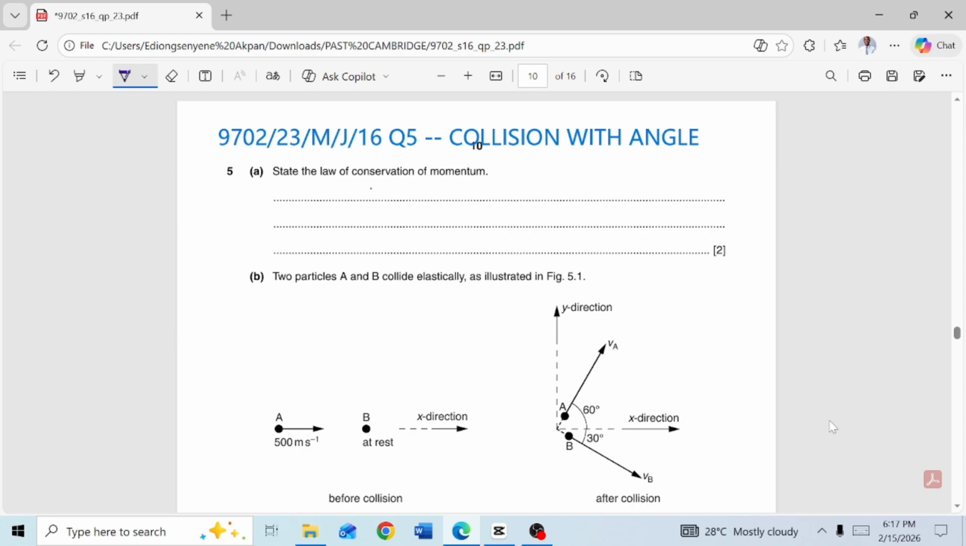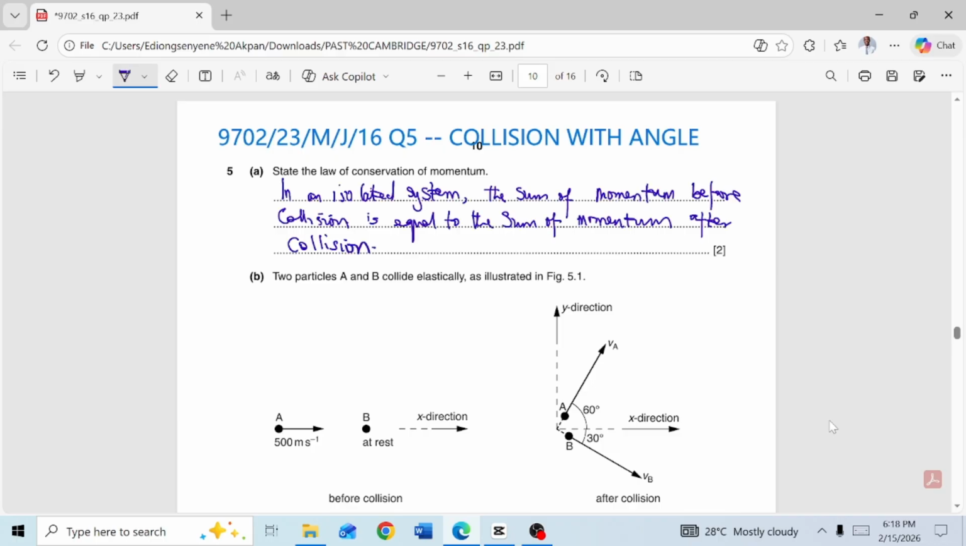Let's start with the law of conservation of momentum. The law of conservation of momentum states that in an isolated system, the sum of momentum before collision is equal to the sum of momentum after collision. The key words there are isolated system, and the sum of momentum before collision equals the sum of momentum after collision. Those are the places they will give you 2 marks.